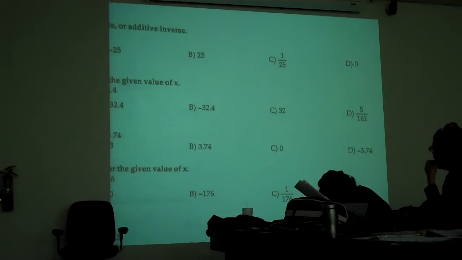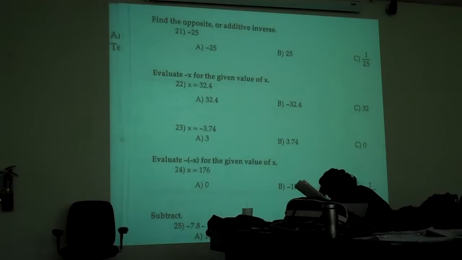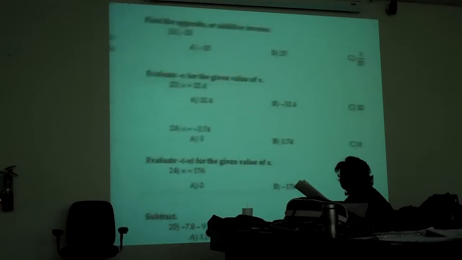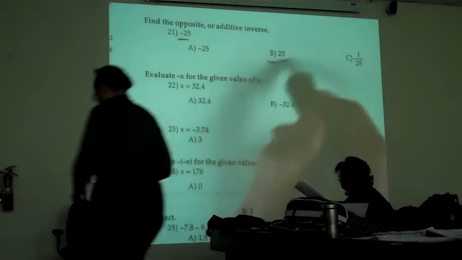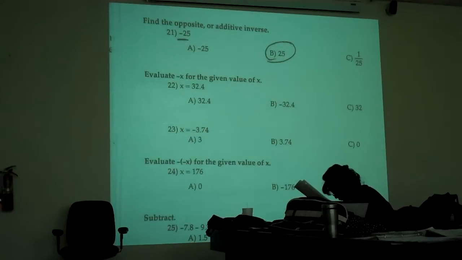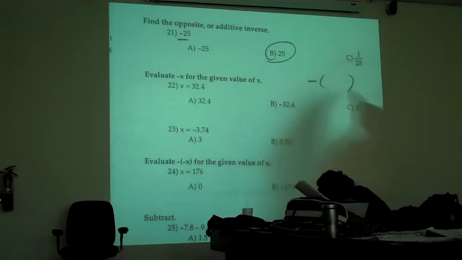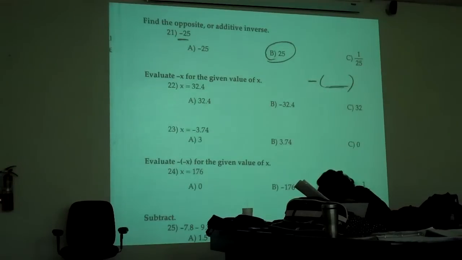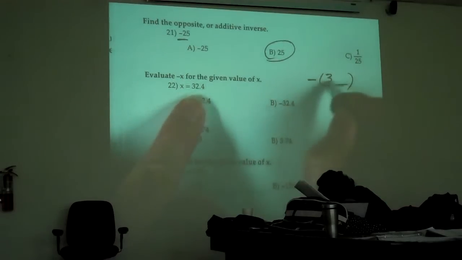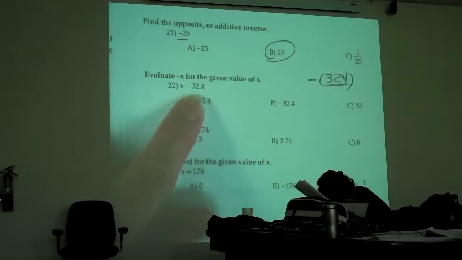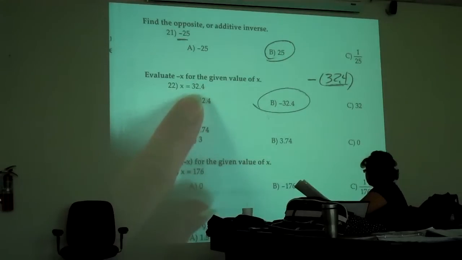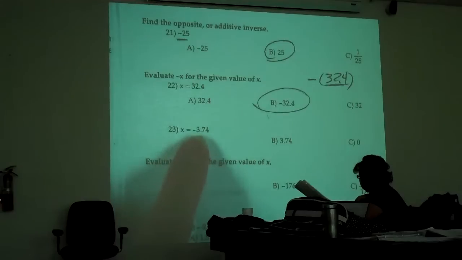The opposite or the additive inverse is the same thing. You're just going to change the sign. So instead of a negative, you're going to have a positive. Okay, negative x, whatever you have in here, is going to change the sign. Okay, if x is 32.4, negative x is negative 32.4. Okay, if it's a negative, it's going to change it to positive, right?